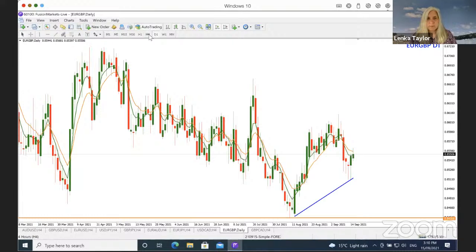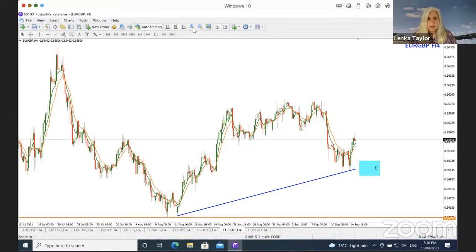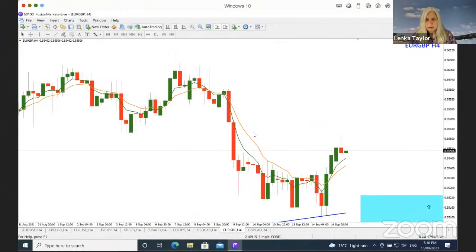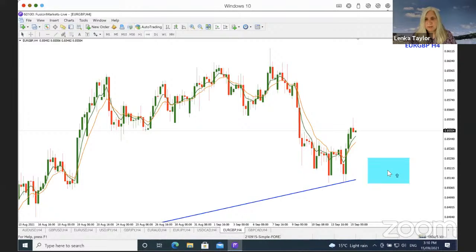So on the 4-hourly, yeah, no real clear entry there. So I'm still waiting. Probably would like to see the price pull back, ideally to that level there of the previous lows, and then taking a long position if there is a reversal at that level. So looking for the entry zone to be there.